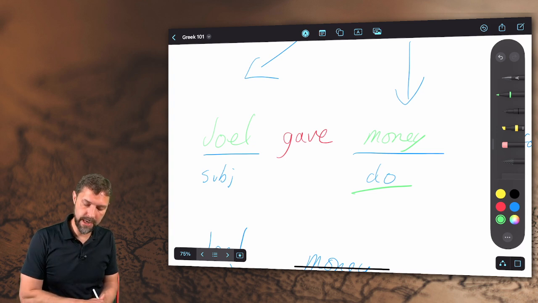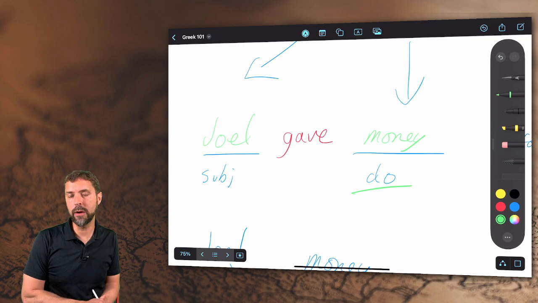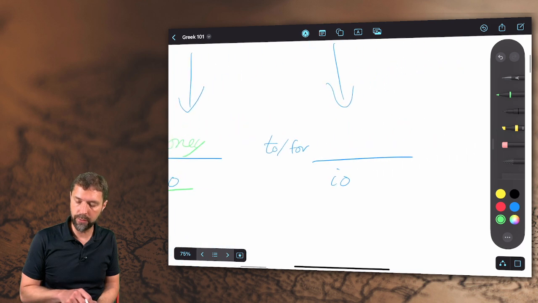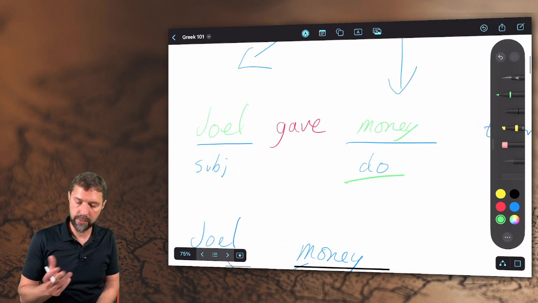If I say the money gave Joel, you hear it as the actor is the money. If I say Joel gave the money, you hear it as Joel is the actor. Because the order controls what happens in the sentence. The first word will be the subject, and the word following the verb will be the direct object, and the word following the to or the for will be the indirect object. That's the way English functions.